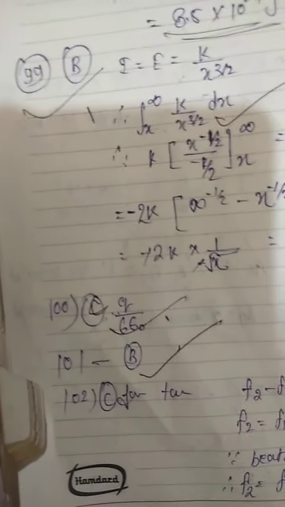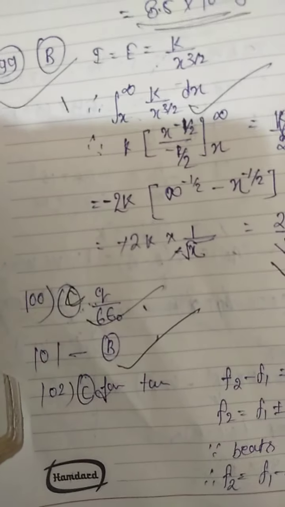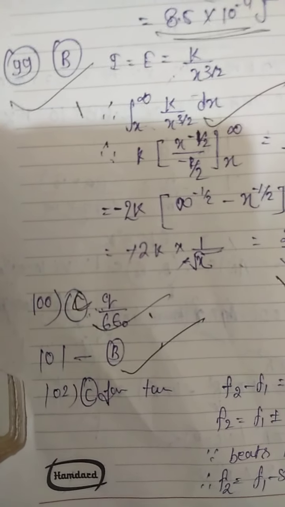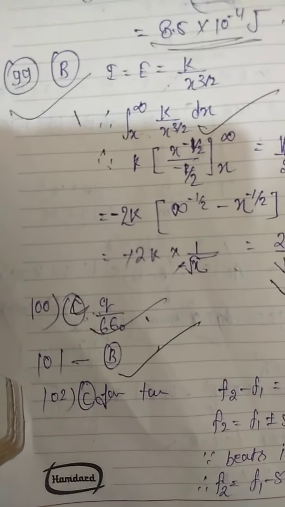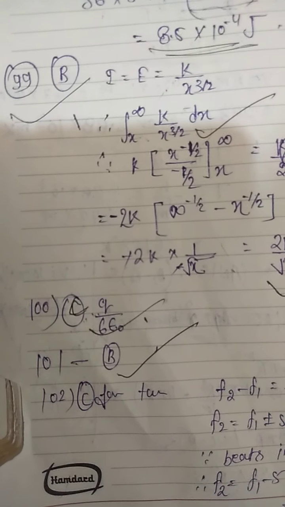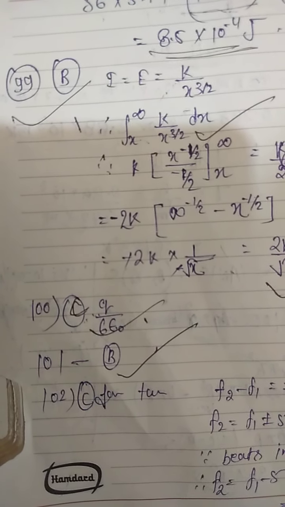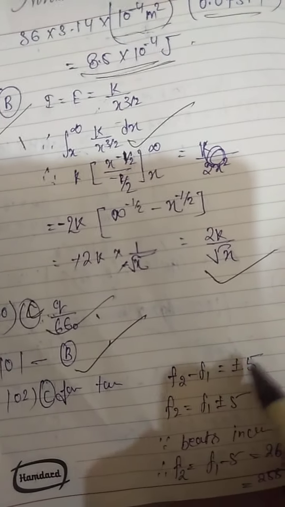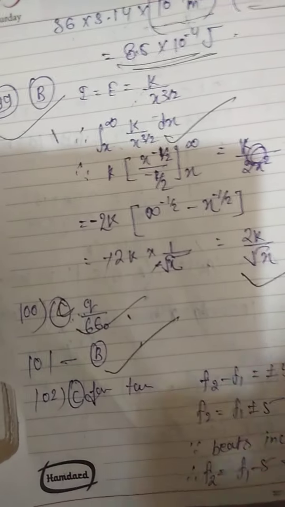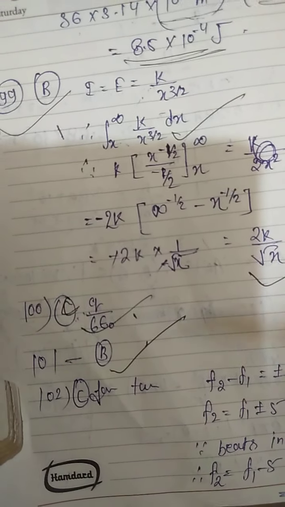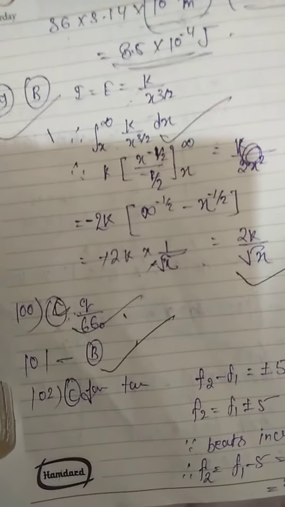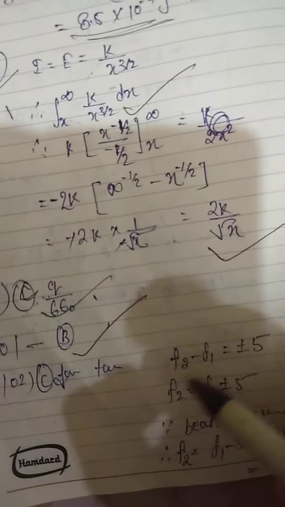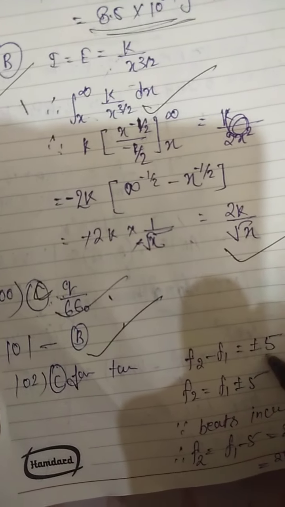Come towards question number 102. A tuning fork of frequency 260 Hz is vibrated with the sonometer wire and 5 beats are heard. If the tension in the wire is slightly increased, the beat frequency also increases. The original frequency of the sonometer is, as we know, F2 minus F1 is equal to plus minus 5, where F2 is the original frequency and F1 is the changed frequency. The formula is F2 minus F1 is equal to plus minus 5.